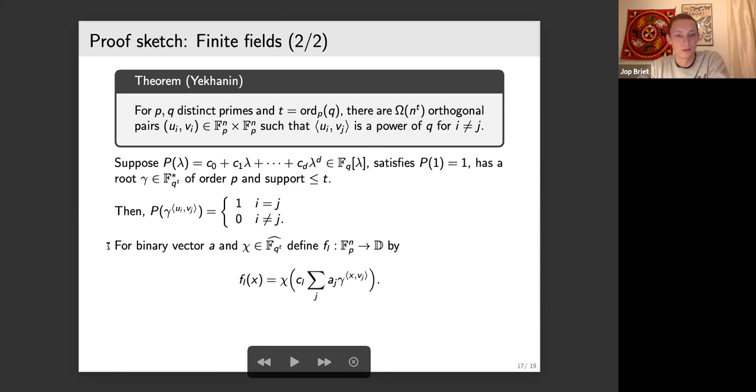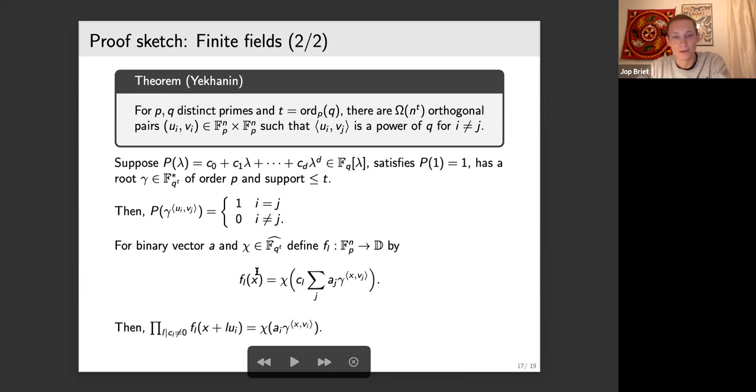Based on this, you can now define a number of functions based on which you get dual functions. Here the indices L correspond to the indices of the monomials in the polynomial P. So we have some binary vector A and a character that you choose again later. And for every L, you define a function on F_p^n, somewhat similarly as we did before, except now you include the L-th coefficient of this polynomial.